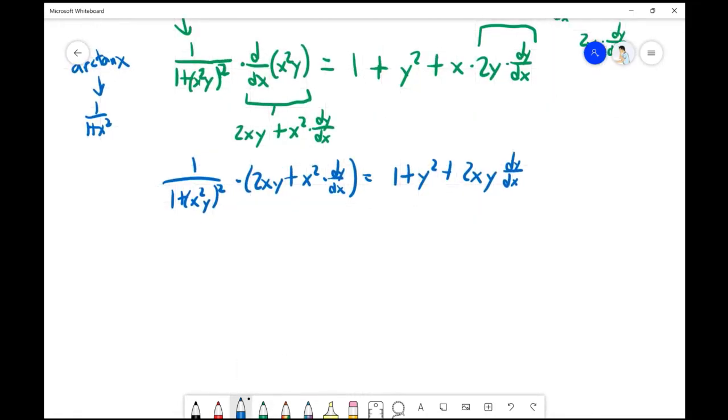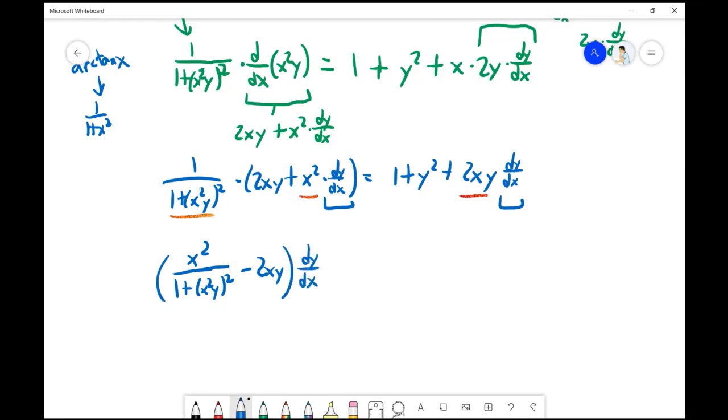And you always want to pair things together. Whenever you're doing these kinds of problems, you look for every single instance of dy/dx. So I'm going to distribute this and move it over at the same time. Essentially, x squared over 1 plus x squared y squared minus 2xy. I moved over this term and combined these two together, and that gets you the coefficient. That's what we would technically call the coefficient of dy/dx. And then there are also the other terms.